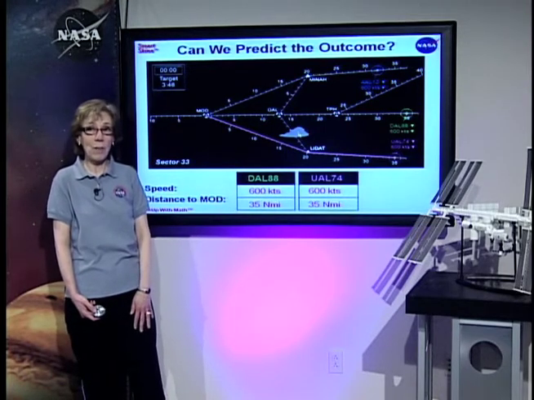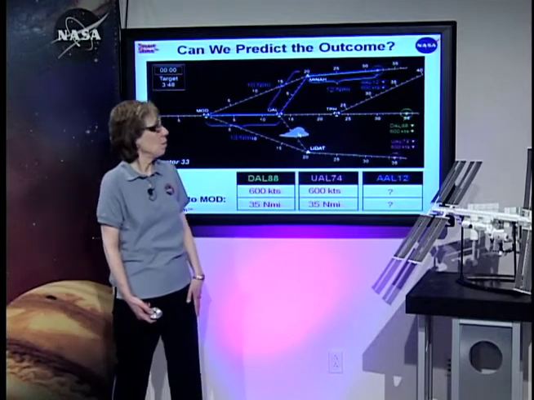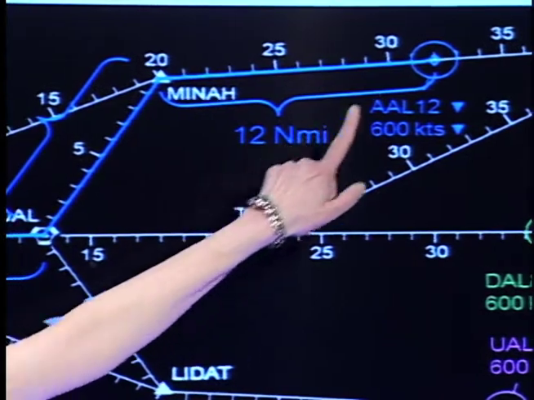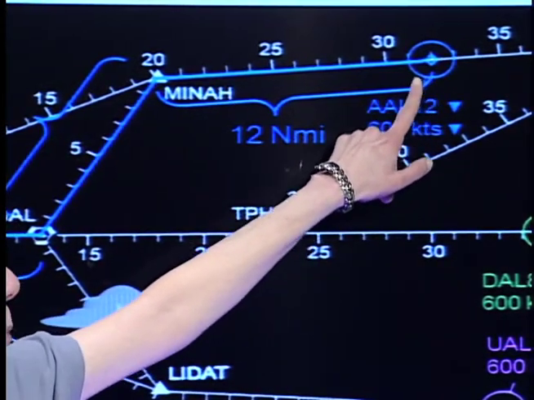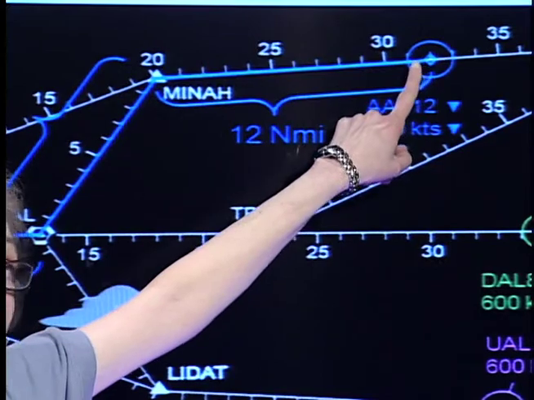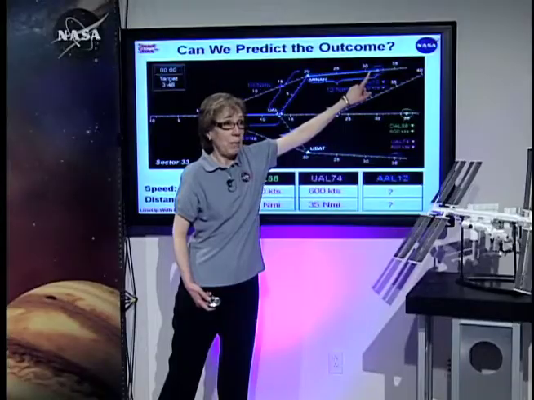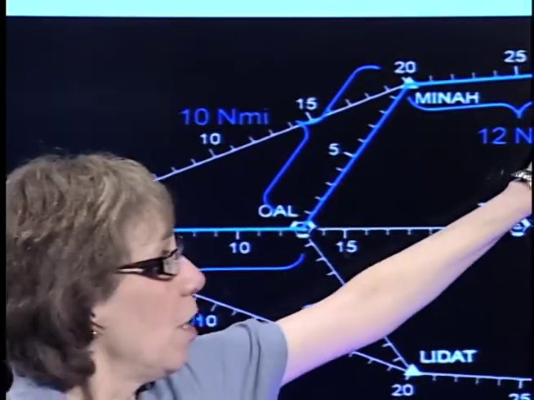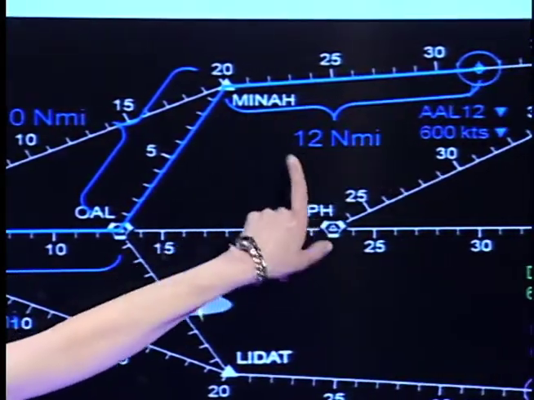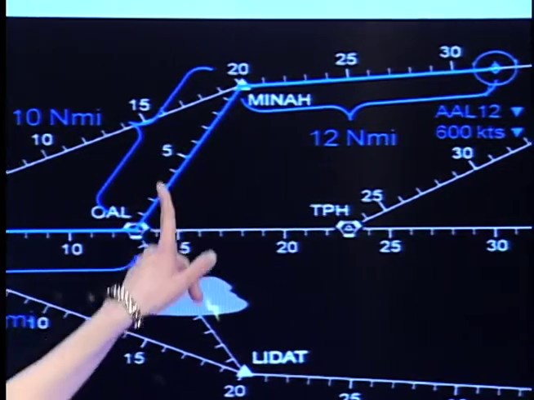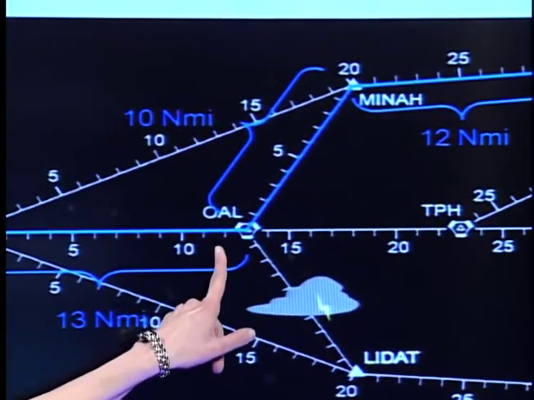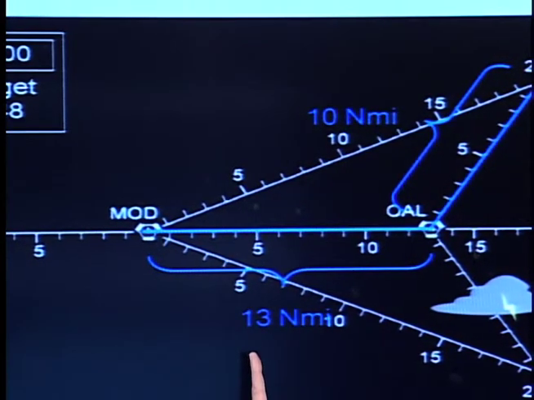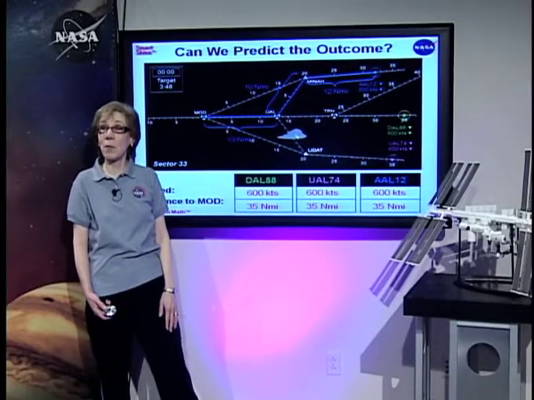And finally, how about American? Well, American is flying at 600 knots. And the first thing you might say is, oh, it's 32 nautical miles from Modesto. It is sitting on the 32 nautical mile marker. But be careful. If we count the segments that American flies to Modesto, we see that from American to Mina is 12 nautical miles. From Mina to Coaldale is 10 nautical miles. And from Coaldale to Modesto is 13 nautical miles. Altogether, that's 35 nautical miles.